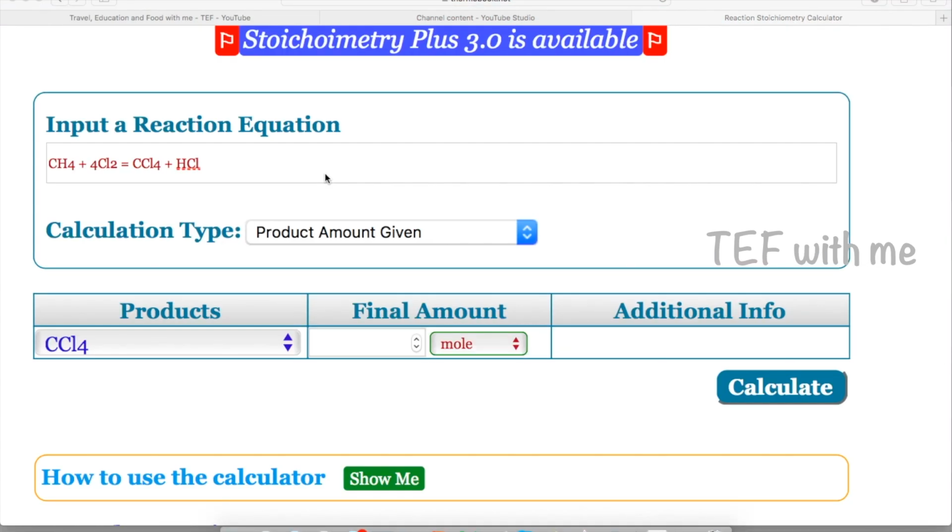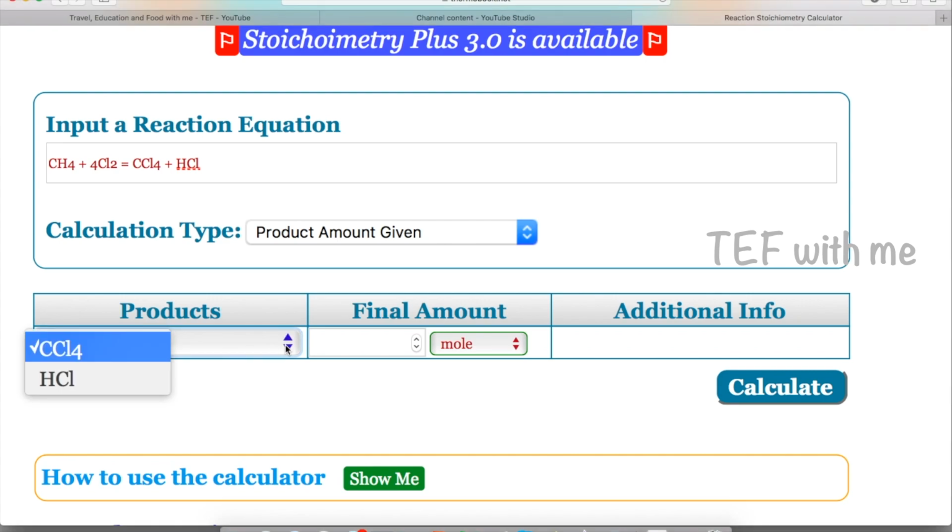Suppose you want to calculate how much hydrochloric acid you have to take. Now we have to choose product amount. Already you know that the products are carbon tetrachloride and hydrochloric acid. So here you have to choose the product hydrochloric acid. After choosing the product amount given, there are two products, carbon tetrachloride and hydrochloric acid.